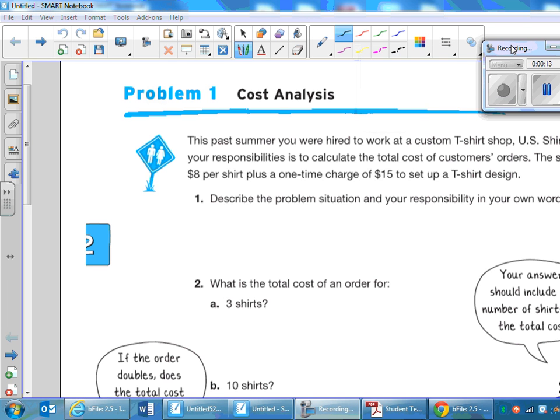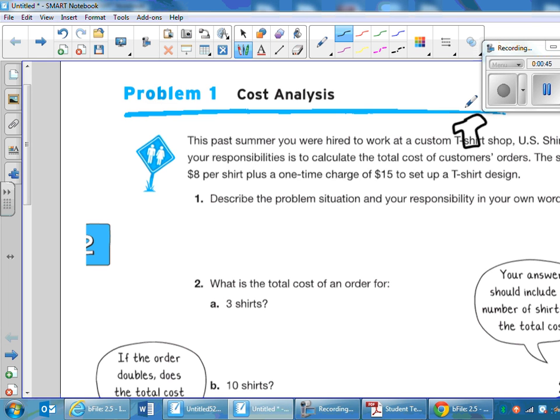Alright, so this past summer, we're starting at problem 1, you were hired to work at a custom t-shirt shop. Here's my t-shirt. One of your responsibilities is to calculate the total cost of customers' orders. The shop charges $8 a shirt plus a one-time charge of $15 to set up the design. So if you're only going to order one, they charge you $15 to set it up and then $8 per shirt. So the more shirts you order, the better the deal is, hopefully the goal.